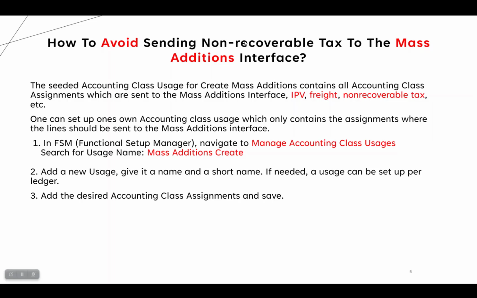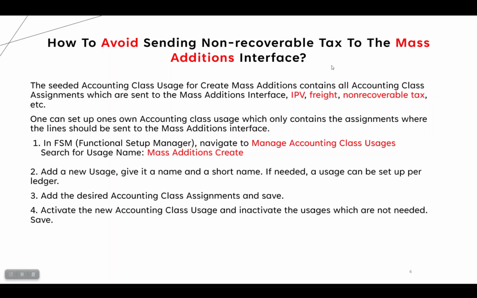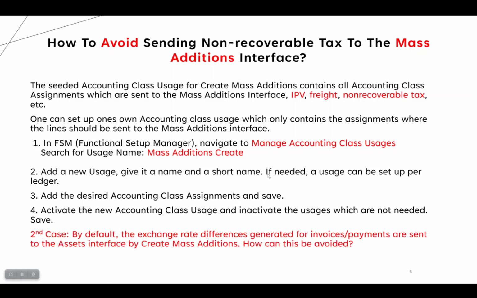For example, in this case, you will not be adding this non-recoverable tax. Activate them and inactivate the current or existing one, and try it again. Also, this is used in case the exchange rate difference generated from invoice payments is sent to the assets interface by create mass additions. Again, you have to create accounting class usage to handle this exchange rate difference, to include or exclude it from sending to this FA mass addition.